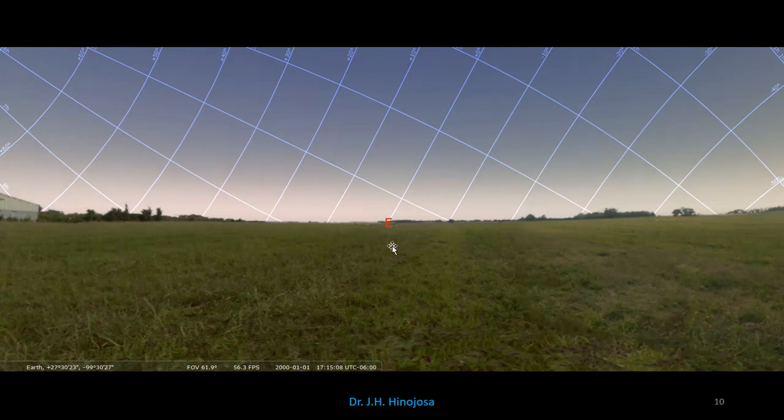If we look at the eastern horizon, we see the right ascension and declination lines, the grid, superimposed, and passing through the eastern horizon due east, that's where the celestial equator crosses the horizon. So this here at 0 degrees corresponds to the celestial equator. Above that is plus 10, and below that is minus 10.